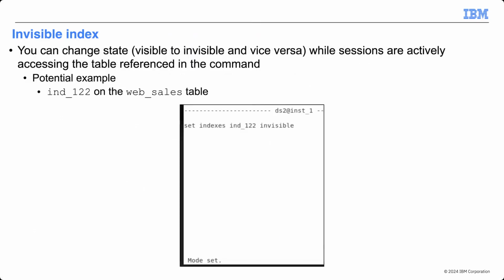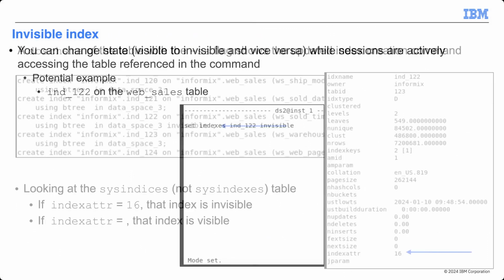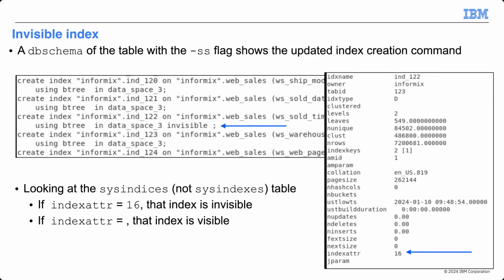So how does it work? Here's just some examples. I've got an index, it's index 122. So I simply say, make the index invisible. Once I've done that, if I do a DB schema on that table, you can see that the state of the index has been changed in the DB schema command itself. It's now marked as invisible.